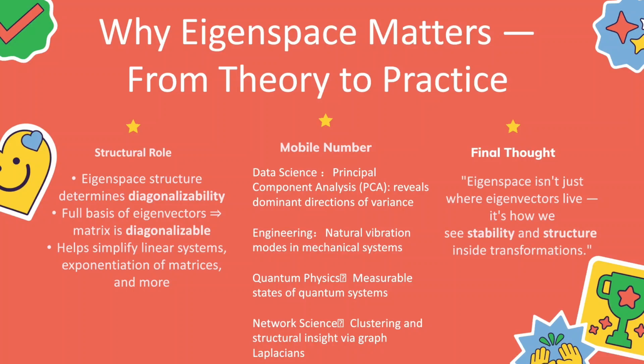Eigenspace isn't just abstract theory, it powers many applications. In principal component analysis, the eigenspace of the covariance matrix identifies directions of greatest variance in data. In mechanical systems, eigenvectors describe natural modes of vibration, the ways in which structures naturally move. In quantum mechanics, eigenspaces of operators represent measurable states. In network science, the eigenspace of the graph Laplacian reveals clusters and connectivity.